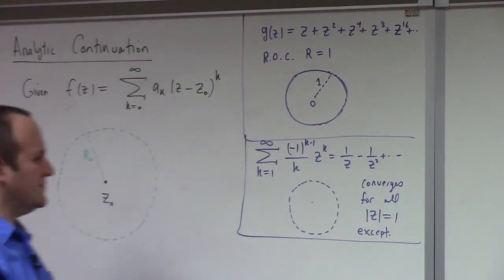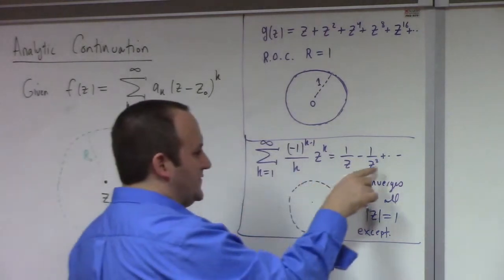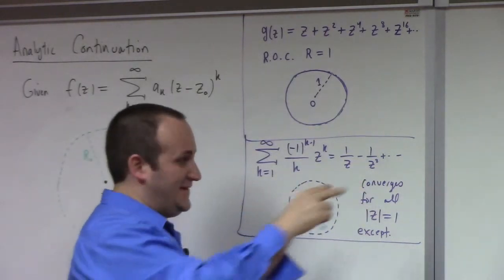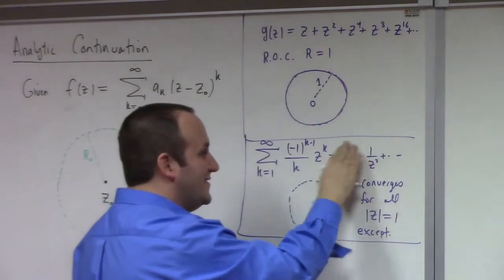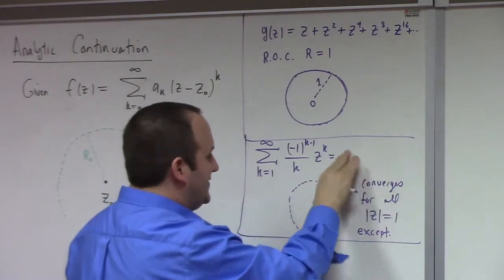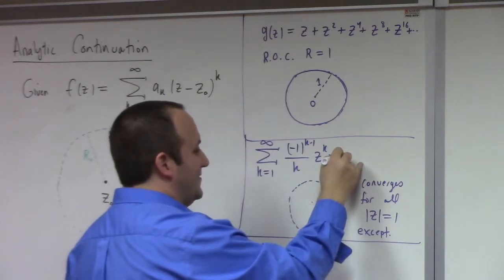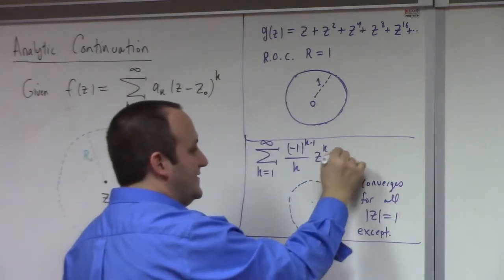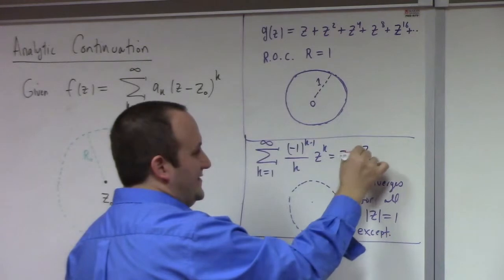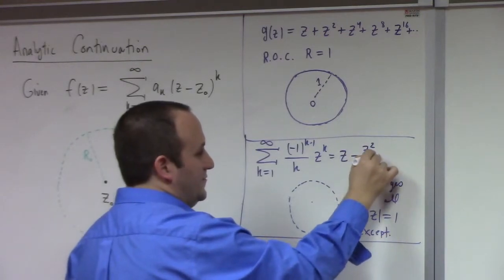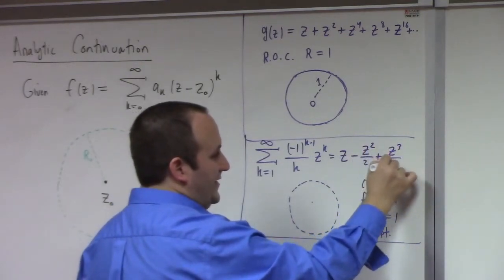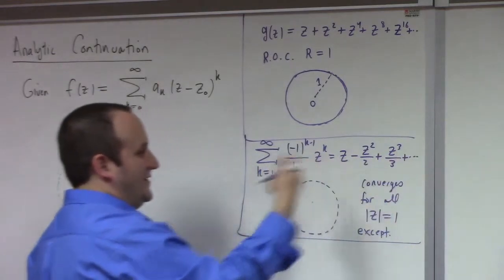My goodness gracious, this is totally bogus. Yeah, you're right. Zero. This expression totally blows up at zero. You don't need a course in complex analysis to know that, right? This is z minus z squared over 2 plus z cubed over 3, right? I mean, that's what I've written. Come on.